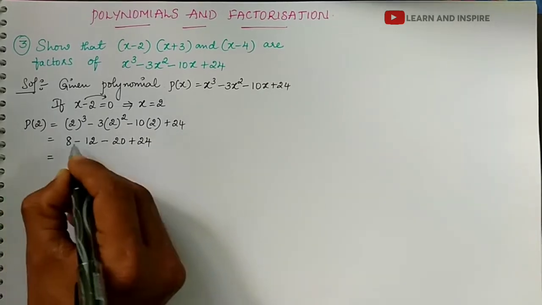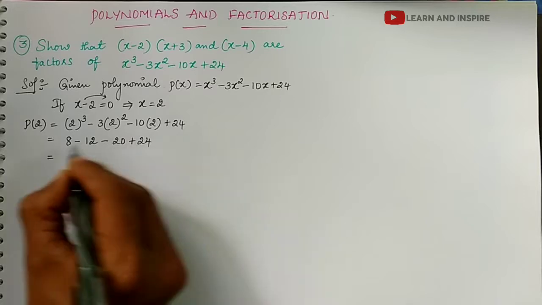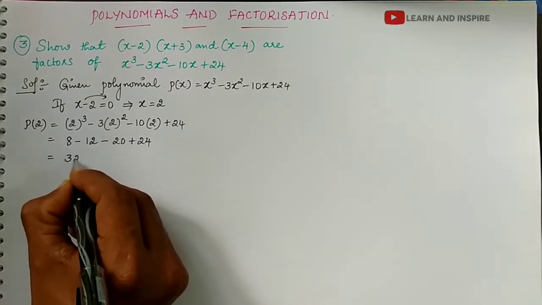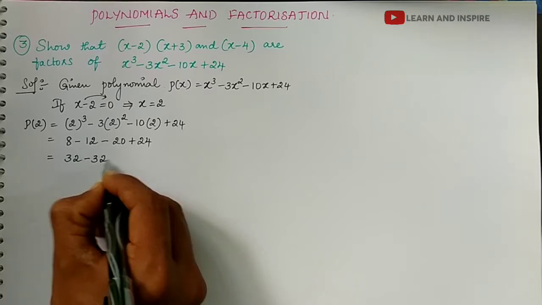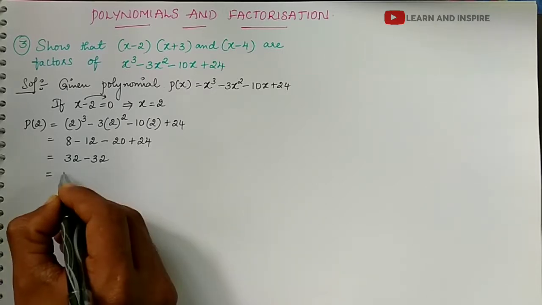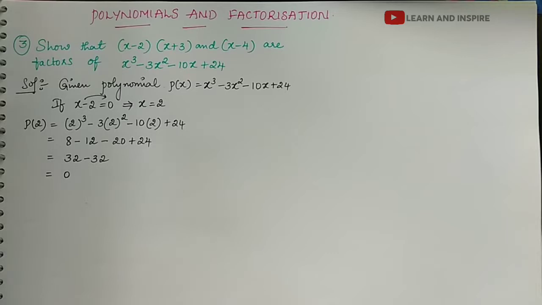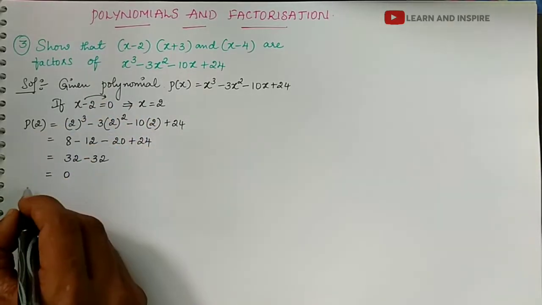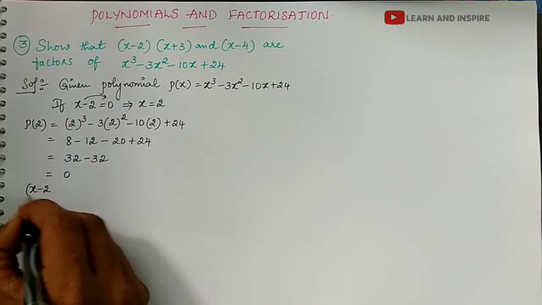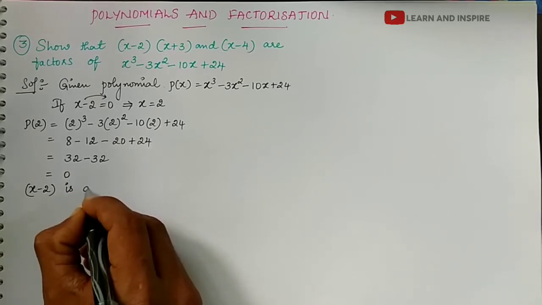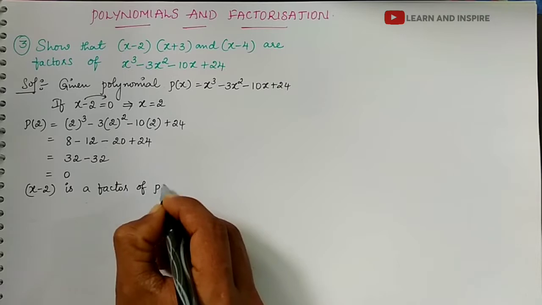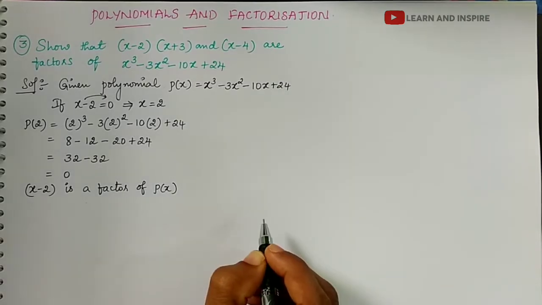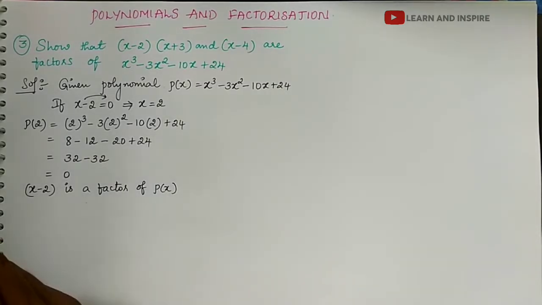First we add the positive numbers, that is 8 and 24. 8 plus 24 is 32, minus 12 minus 20 is minus 32. 32 minus 32 is 0. That means x minus 2 is a factor of p of x. So x minus 2 is a factor of p of x.